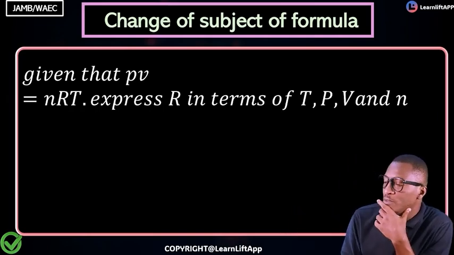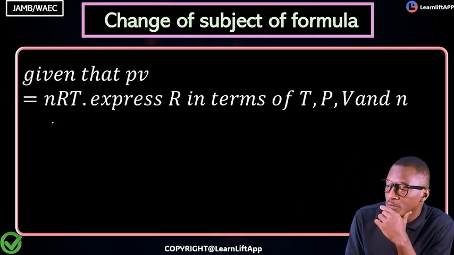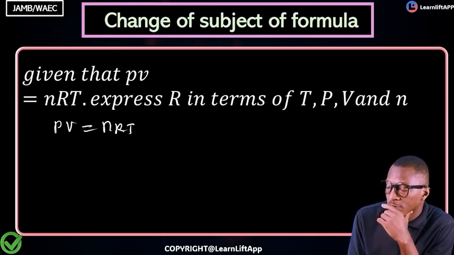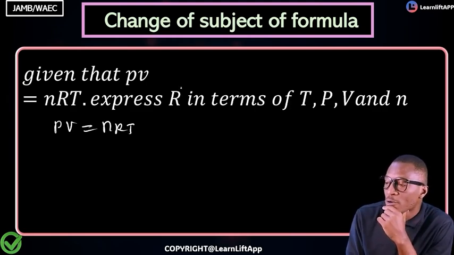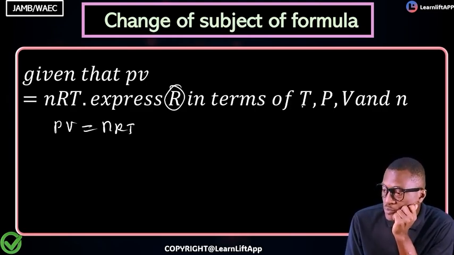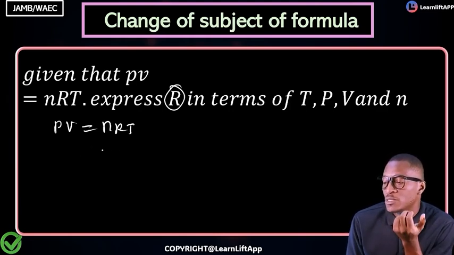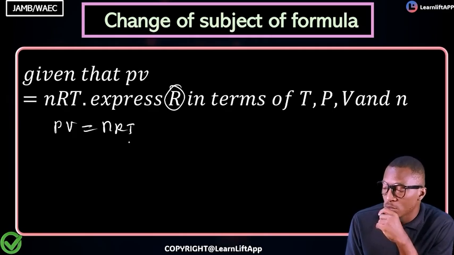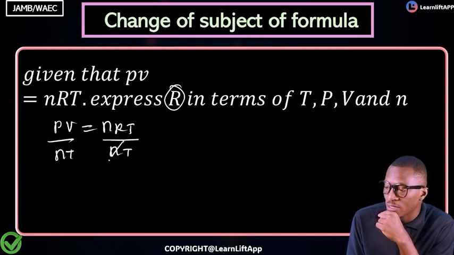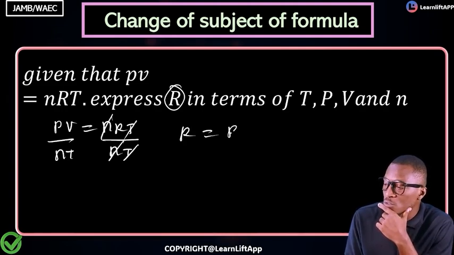We're told that PV, this is the ideal gas equation, right? PV is equal to nRT. Express R in terms of the others, make R the subject. From here, how do we make R the subject? It's now very straightforward. We can divide both sides by n and T. If n cancels n and T cancels T, what we have is R. So we can say R is equal to PV all over nT.